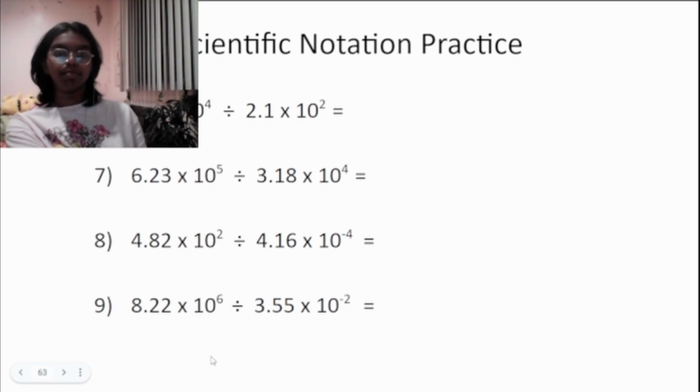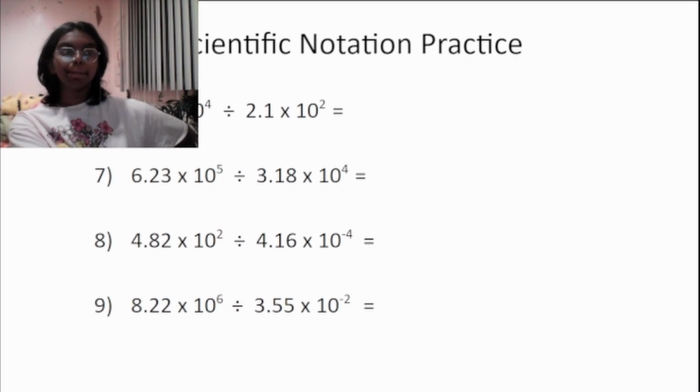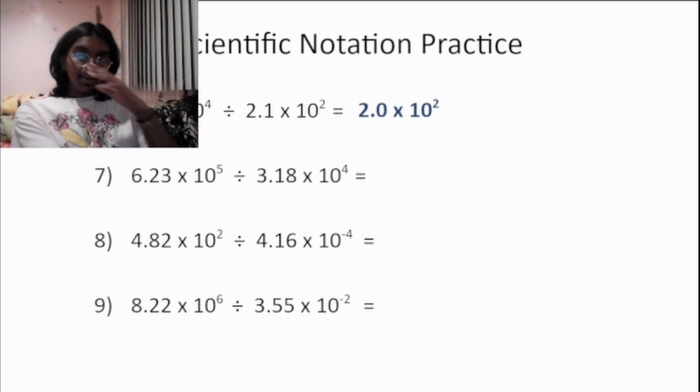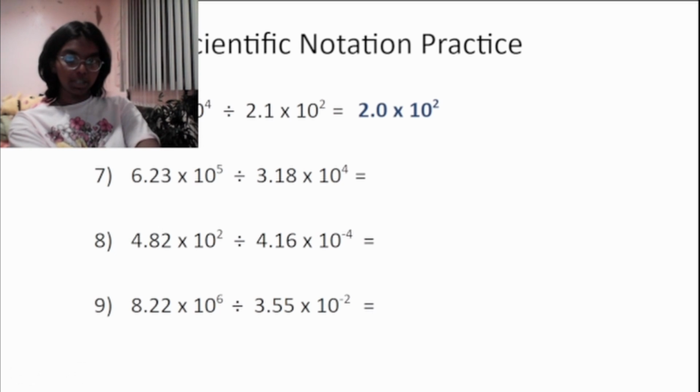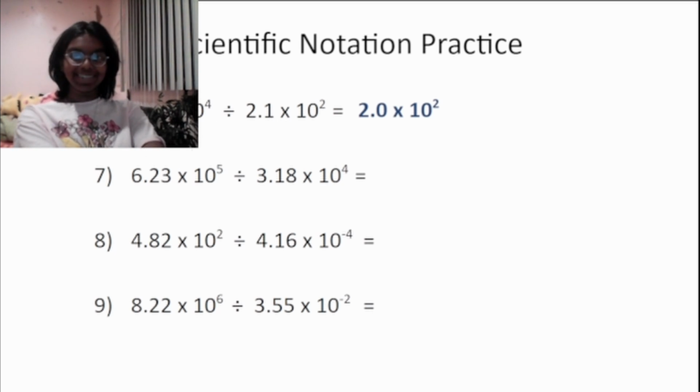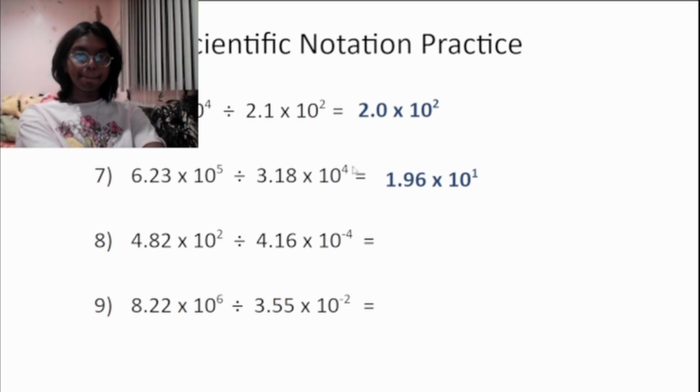More scientific notation practice, so pause the video and do it. Okay, number 6 is 2.0 multiplied by 10 to the 2nd, because this is a division, ooh, fun. So when you divide these, you get 2.0, and then because you're dividing, you subtract the exponents also, so 4 minus 2 is 2. Number 7, so 6.23 divided by 3.18 is 1.96, and then 5 minus 4 is 1.